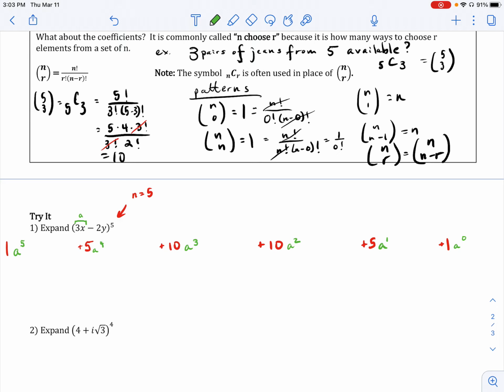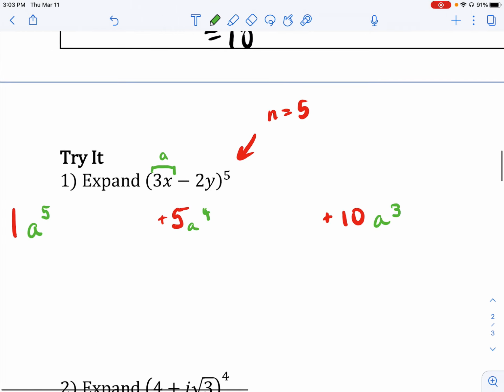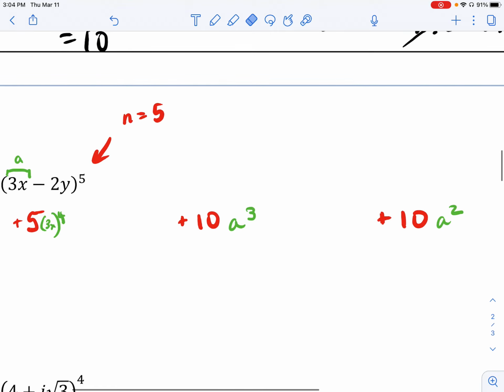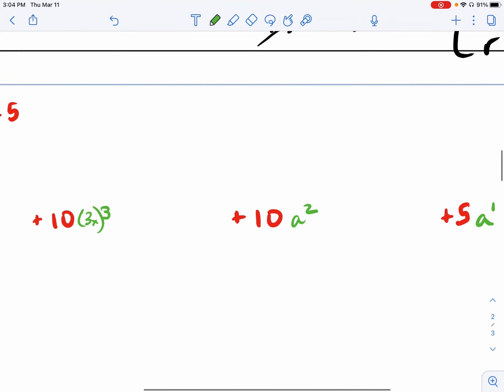And notice I've done something intentionally just to highlight a little bit of an issue here. When I'm substituting in my a now, I've got to make sure that I put in all of 3x. So I'm now going to rewrite this as 3x to the fifth. And you could have just done this from the beginning, but this is my very first time doing this problem with you all, so I want to make sure I don't get anyone too lost. So now I'm going to do all of 3x.